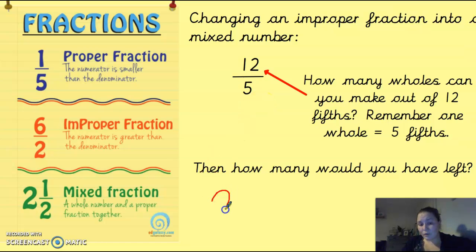There are 2 5s in 12. So 2 wholes. And that would be 10/5. 1 whole is 5/5. 2 wholes is 10/5. But I had 12. So it means I've got 2 left over. So that leftover one, that kind of remainder, goes as my numerator.